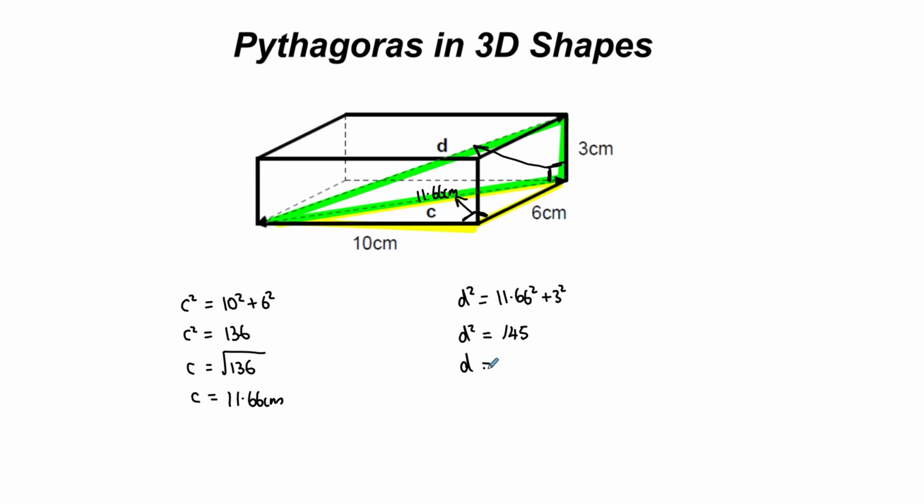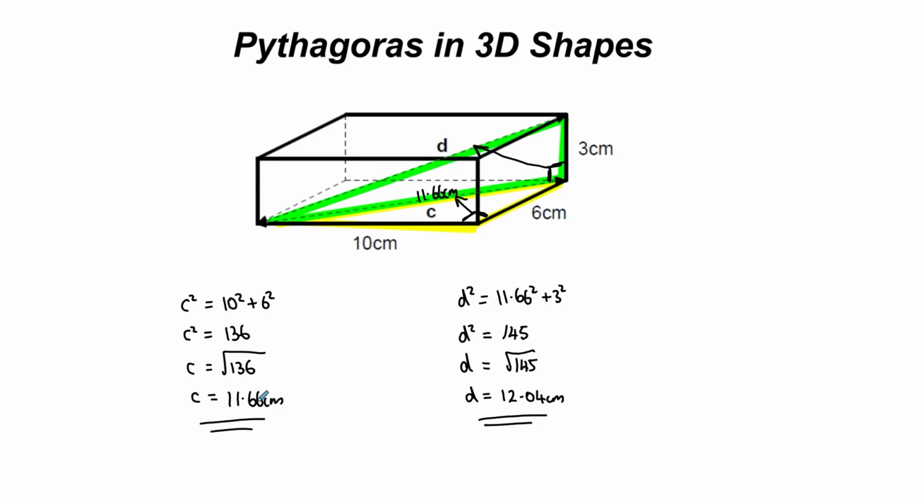So D equals square root of 145, and square root of 145 is 12.04 centimeters. Okay, so that's your values for C and D.